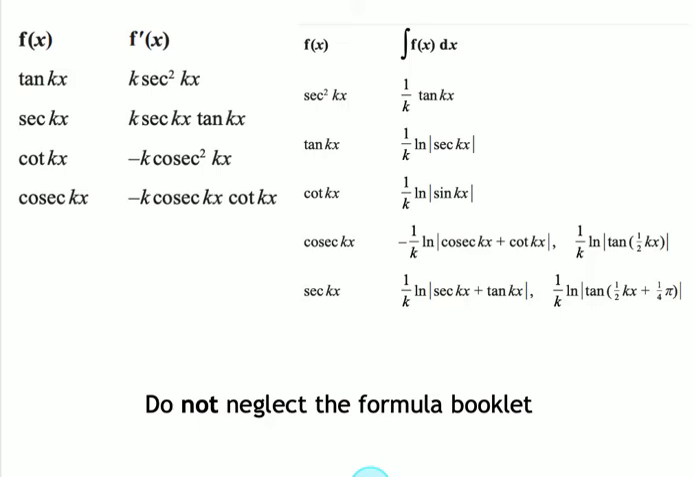Firstly, do not neglect the formula booklet. There will often be times where you may be unsure how to integrate a function. It's always worth a quick glance to check if it's in there. Also worth noting, you can use the differentiation section of the formula booklet to help with your integration and vice versa.